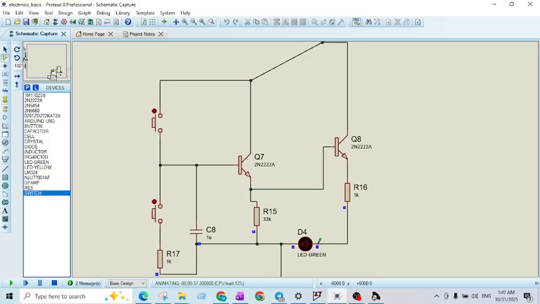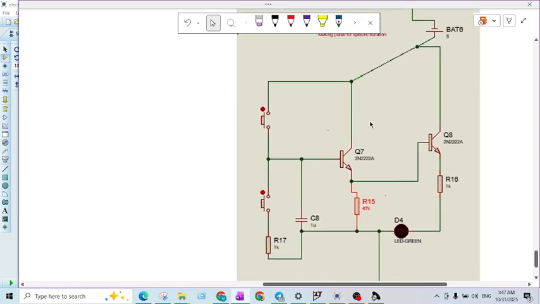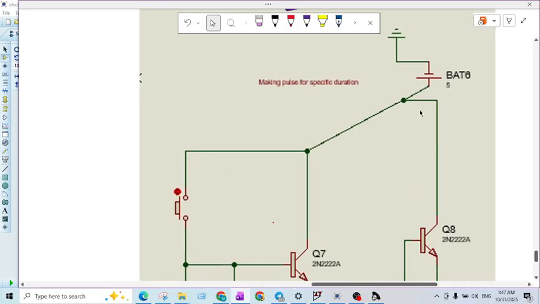So how does this circuit actually work? Let's see the mechanism of this circuit. This is that circuit I have pasted here. Let's see what happens here. You see a 5 volt battery is connected at this point. That means this point's voltage is 5 volt, and this point's voltage is 5 volt.